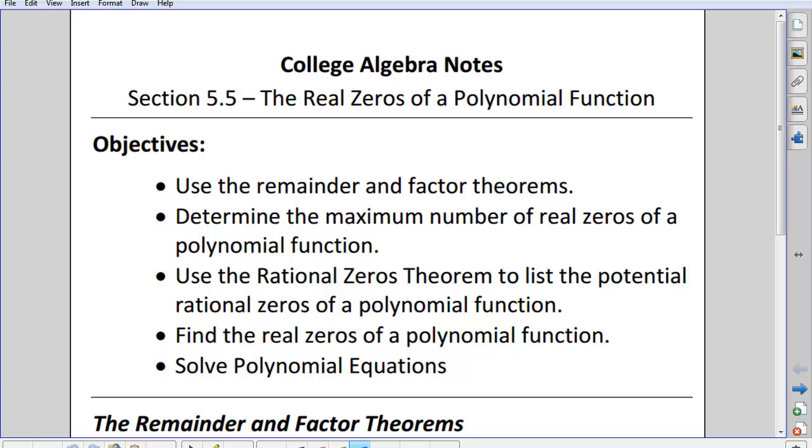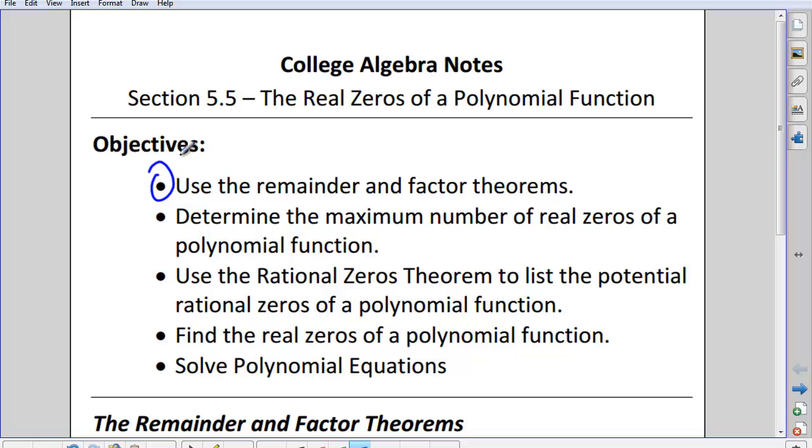When you look at applications of polynomial functions, we're not going to really specifically get into that much in what we're doing here. We're just looking at some techniques on how to find the zeros of the polynomial function. So section 5.5, the first thing we're going to do is look at what are called the remainder and factor theorems, and set up one tool that we're going to use to help us find zeros.